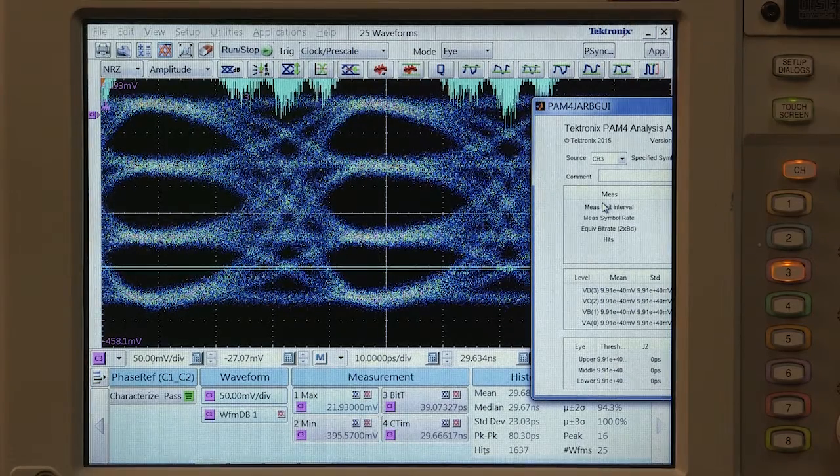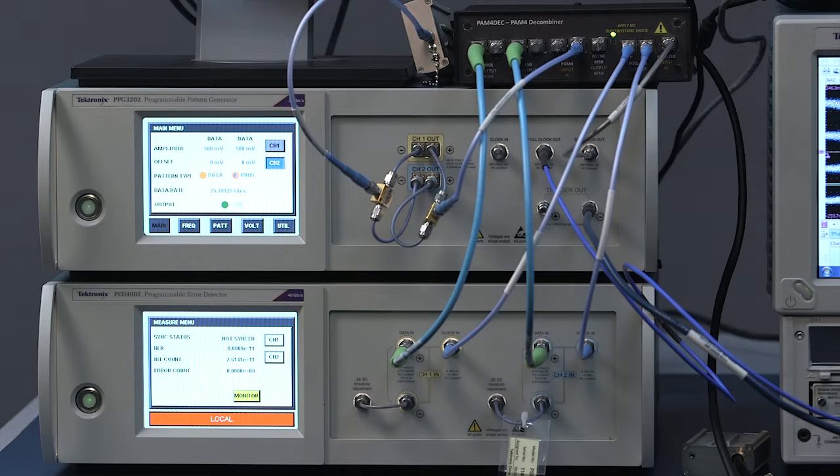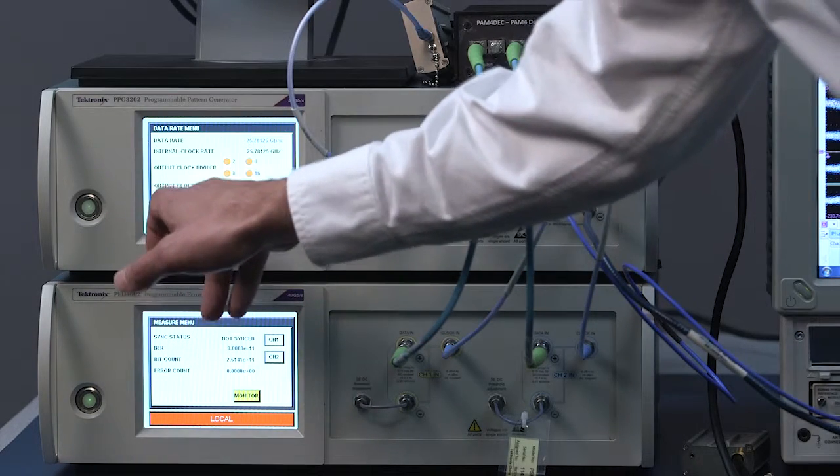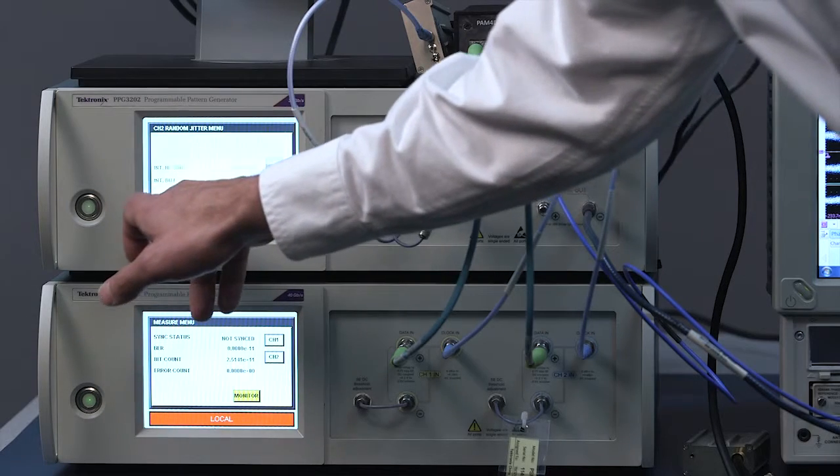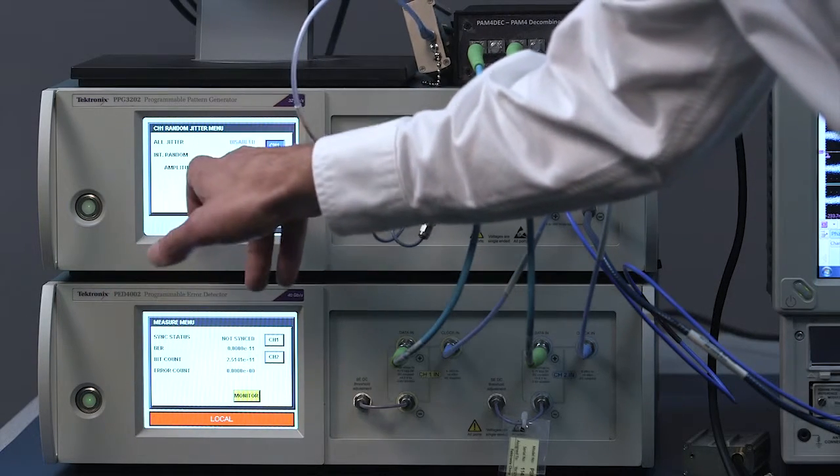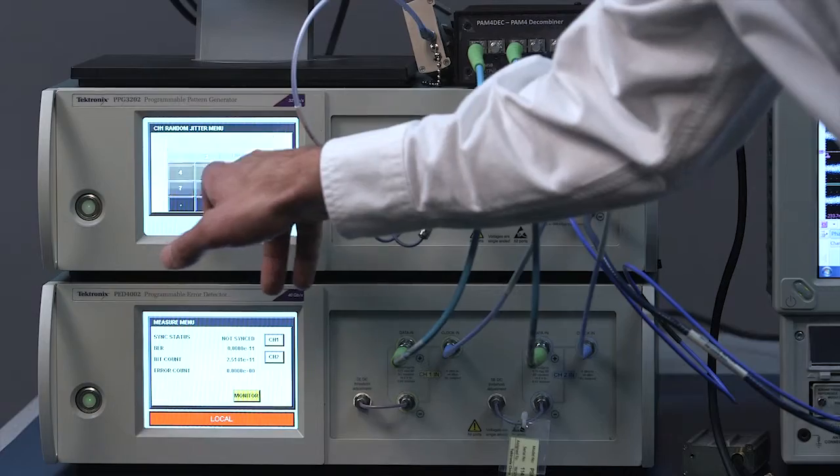Now I will intentionally add jitter impairments in real time to the PAM4 signal using the pattern generator's jitter insertion capability. I can add random jitter, sinusoidal jitter, and/or bounded uncorrelated jitter, or BUJ, to both MSB and LSB inputs to create impairments for PAM4 jitter compliance testing. So first, I will add random jitter to both MSB and LSB outputs.